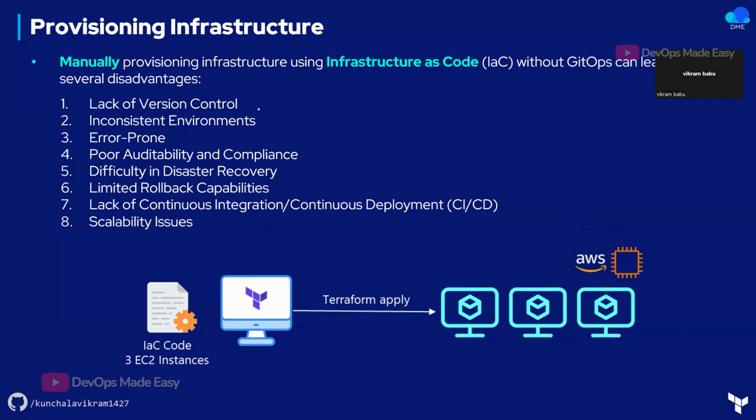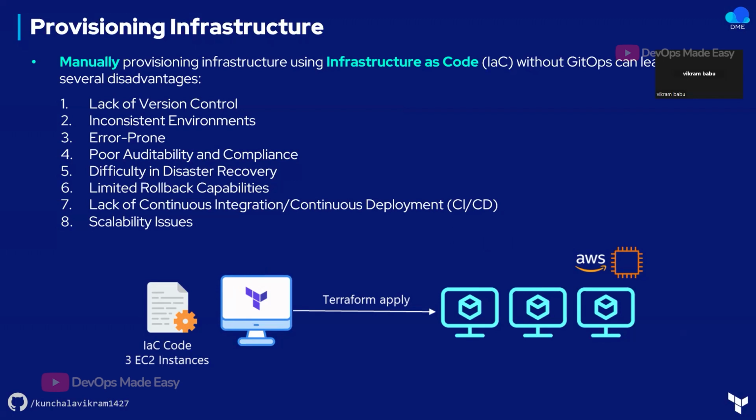First is lack of version control. Let's say you have the Terraform code with you. Now you're not sharing it with anyone, which means there is no version control. You're not maintaining it in any version control tool like GitHub, so you don't have track of all the changes. You can create the infrastructure, but you don't have the version control.